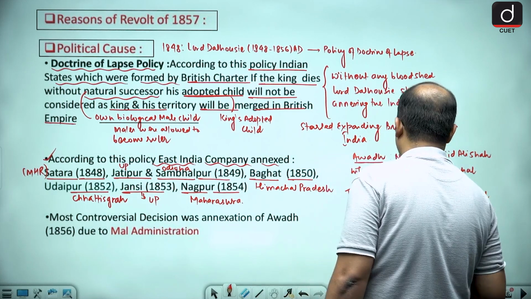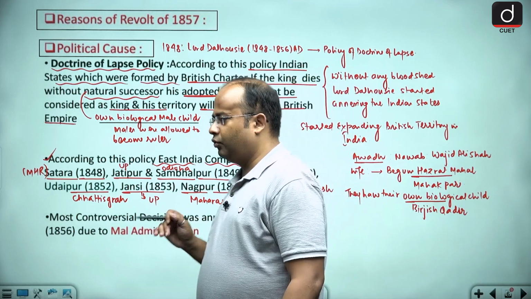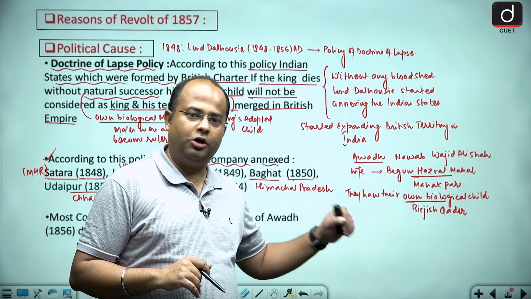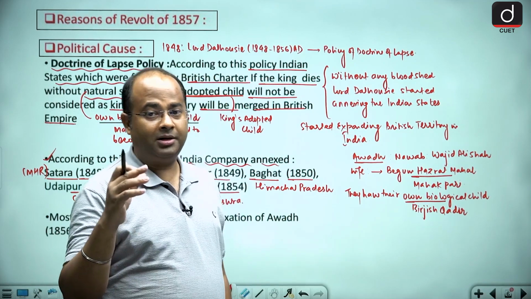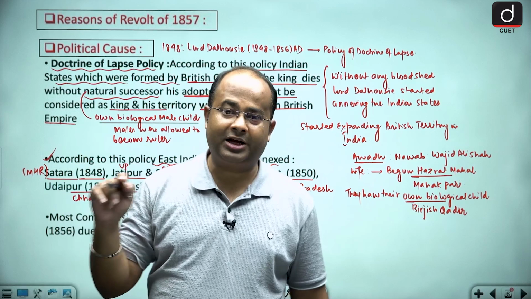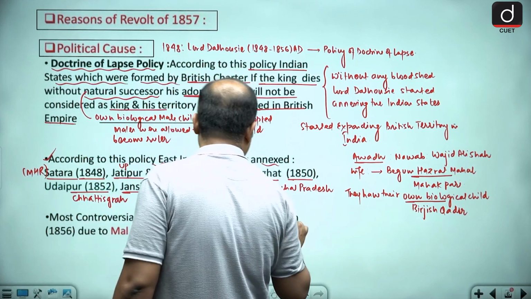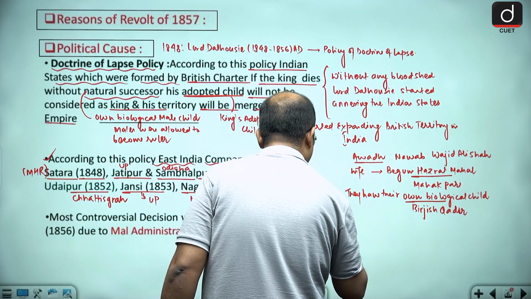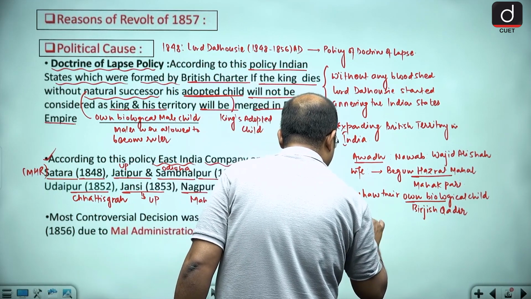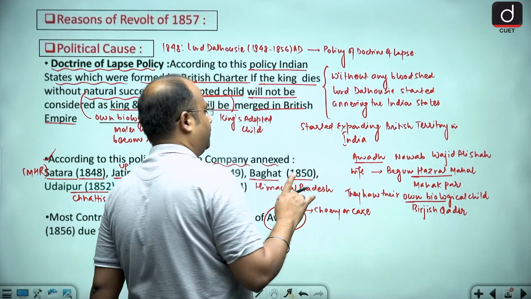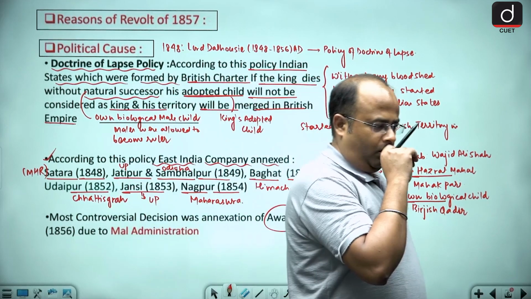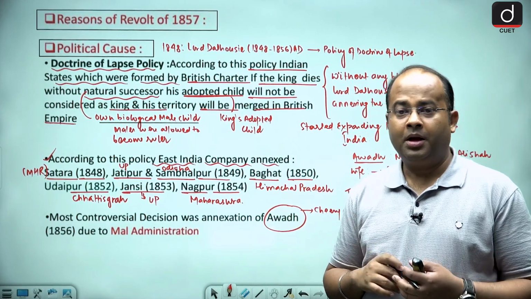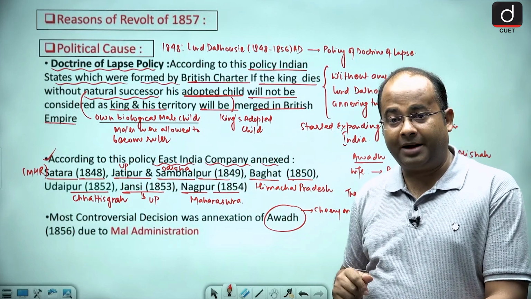Birjis Kadir. So their name was Birjis Kadir. Now guys, you will find that the doctrine of lapse will not be applicable on Awadh, but Dalhousie used to say Awadh is a cherry on the cake. So anyhow, they wanted to annex Awadh at any cost. But the doctrine of lapse policy is not applicable.